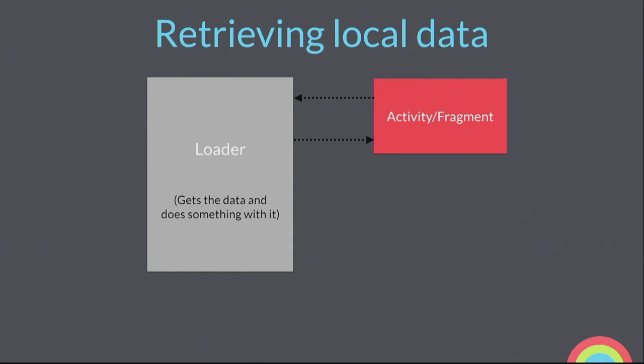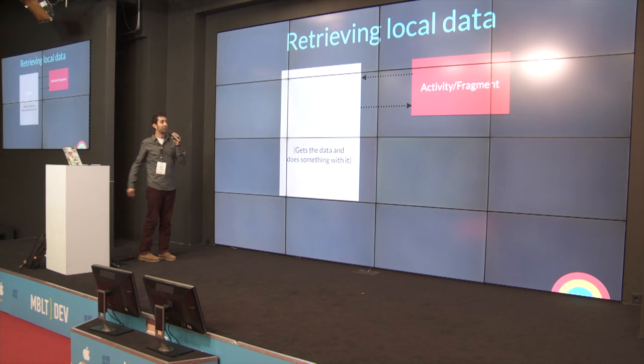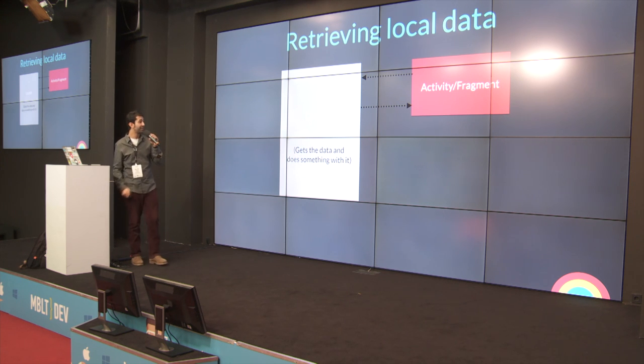Sometimes we have a lot of ways to retrieve local data. This is one of those. We use loaders. So we use a loader in a normal way, like this, to retrieve local data from the cache or the database. The activity or fragment invokes the loader, then the loader retrieves the data and puts it into the activity or fragment.